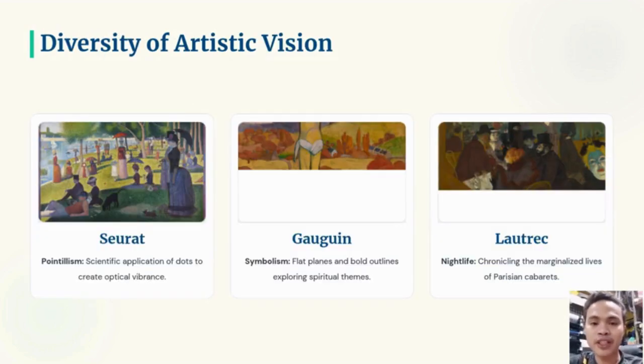So we have here diversity of artistic visions. Other artists had different ideas too. Seurat used tiny dots of color. This is called pointillism. Gauguin used flat colors and bold lines to talk about spirit and fate. Lautrec painted the nightlife and theaters of Paris. He liked to show the real people of the city.